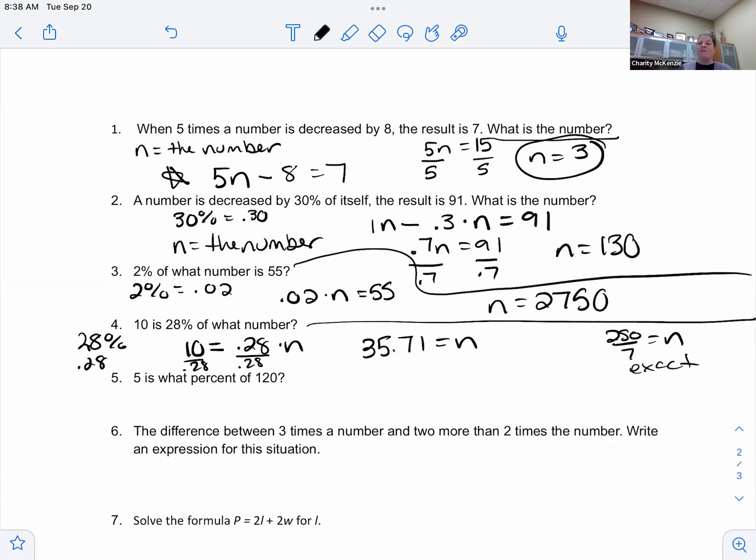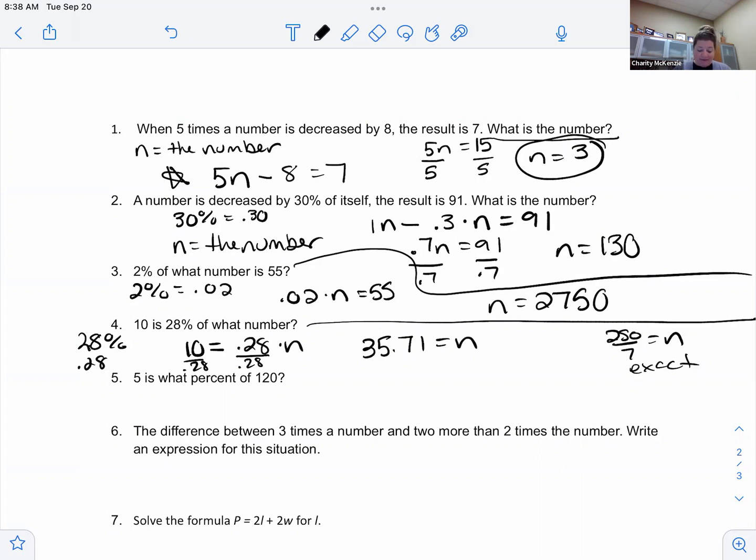So you could keep the fraction if you wanted, because 10 over 0.28, you'd have to move the decimal 2 places, add 2 zeros to the top, so you get 1,000 over 28, and then reduce. So that's where I got the 250 over 7. Oh, I just plugged it into my calculator. Totally cheated. But you could get it that way.